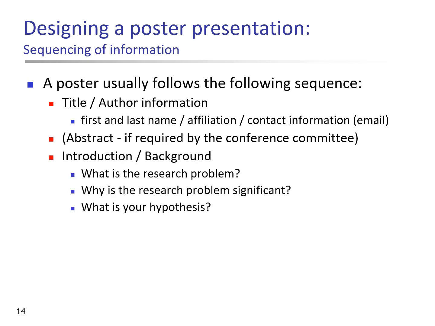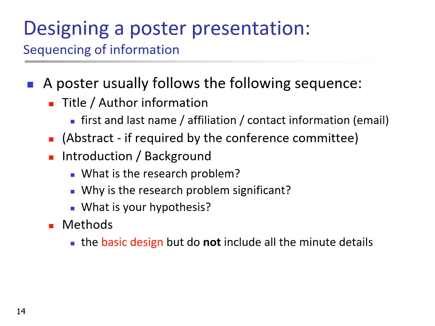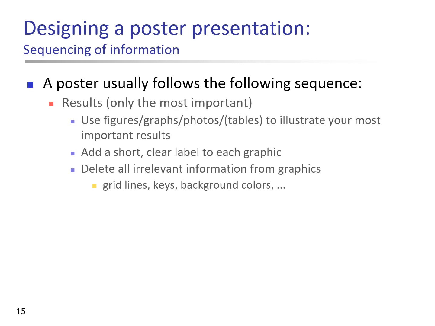And then you would have an introduction or a background section with answers to the questions, what is the research problem? Why is the research problem significant? What is your hypothesis? And so on. Next, you'd probably have the method section, the basic design of your research. But here you don't want to be including all the minute details. Next, you would have a section describing the results, but only again the most important results.